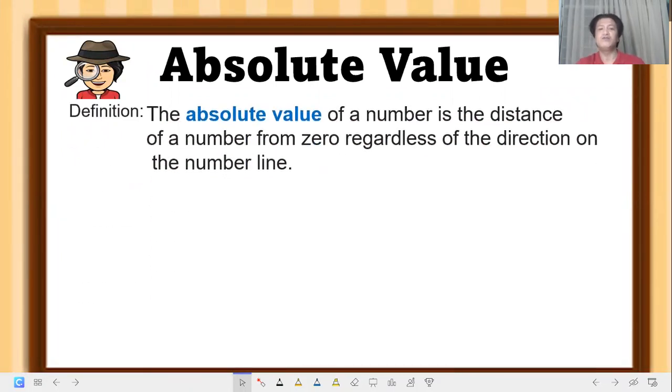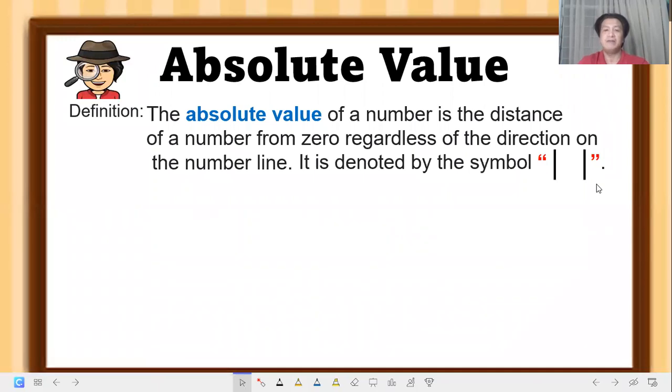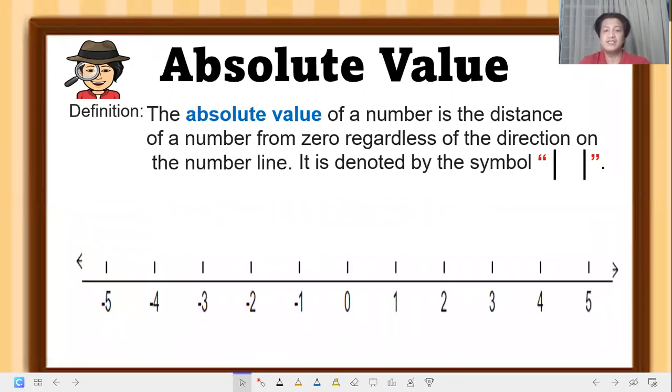When we say absolute value of a number, it refers to the distance of a number from zero regardless of the direction on the number line. Ibig sabihin, the absolute value is represented by the symbol. Yan. Pag nakita natin yan, we are referring to the absolute value. But the absolute value is always positive. So let's have this illustration.